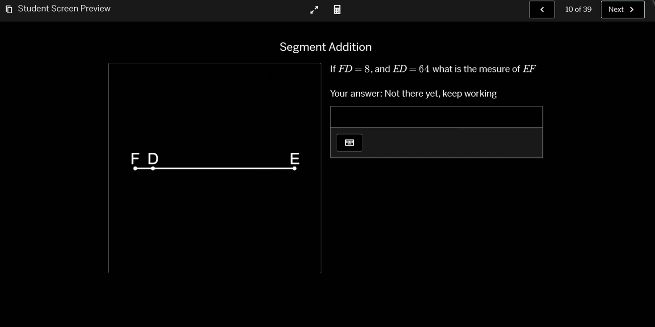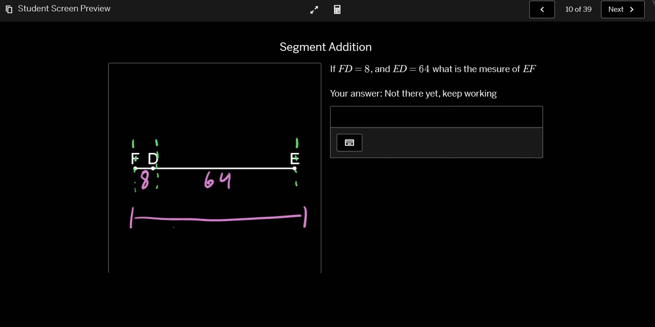So for this problem, we move from just looking at the number line and counting numbers on the number line, and we're taking into account now the concept of segment addition. So FD is 8 units long, so we'll put an 8 right there. ED is 64 units long, and we want to know what is EF. So we have these small segments, FD and DE, and when you take those small segments and you put them together, it creates the whole segment of FE.